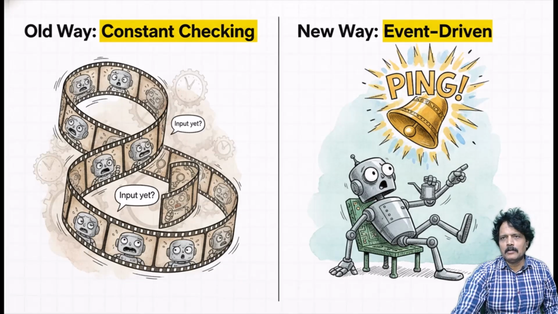The new system is way smarter because it's event driven. Our code just sits back and relaxes until the system taps it on the shoulder and says, hey, a press event has happened. Then and only then do they react. And this is how we do the reacting.